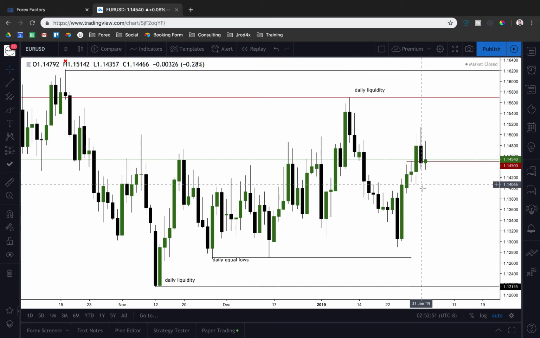Now, if we start trading lower, okay, and say we get below the 1.14 big figure, at that point I will either be anticipating a continued consolidation or potential lower prices. But ideally, I need to see them break below this daily low here at the 1.13 big figure.